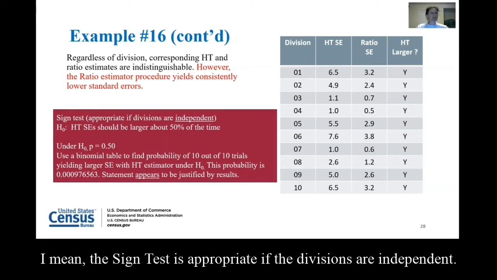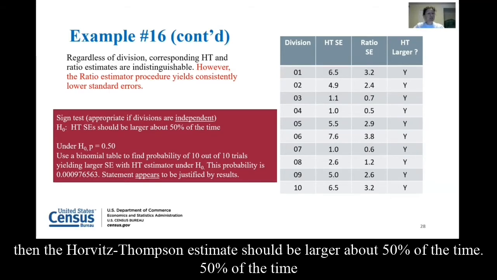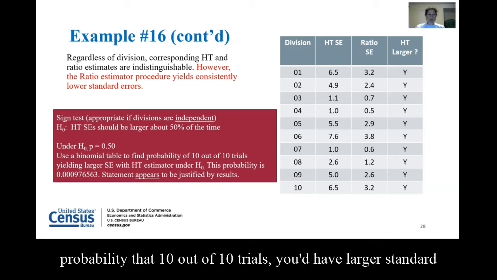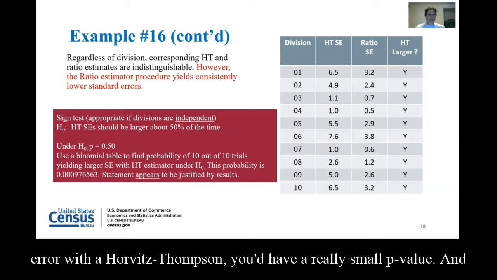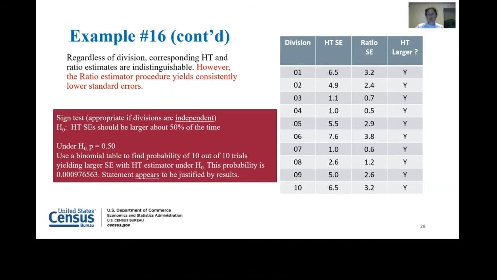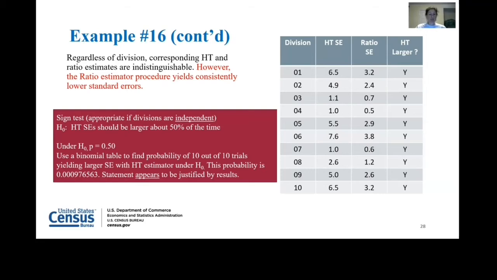I mean, the sign test is appropriate if the divisions are independent. The null hypothesis here would be, if it's just random chance, then the Horvitz-Thompson standard error should be larger about 50% of the time, and 50% of the time, the ratio will be. So if you used a binomial table to find the probability that in 10 out of 10 trials you'd have a larger standard error with a Horvitz-Thompson, you'd have a really small p-value, and you could say, based on my sign test, this statement is justified. Okay. So you could demand as a reviewer a sign test if you felt that the statement needed to be supported.